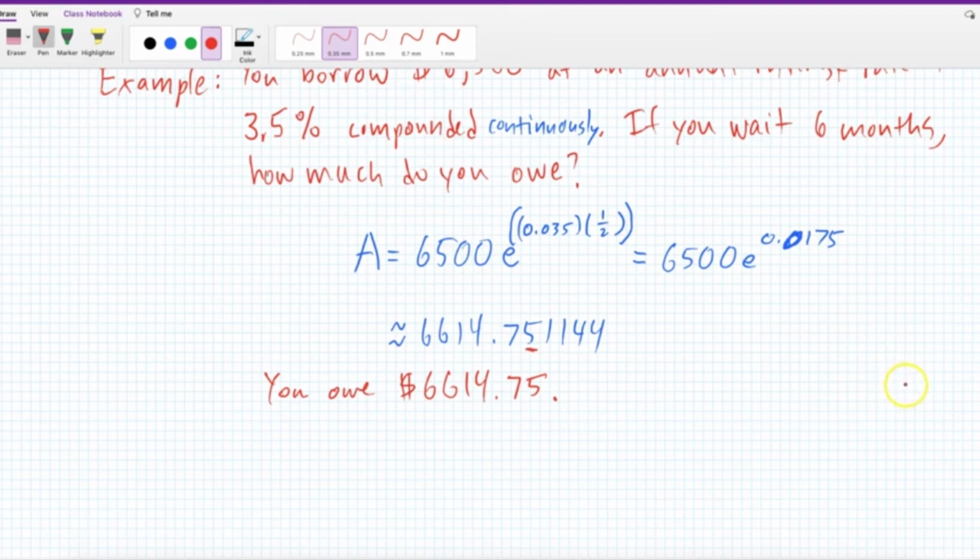But the fact is, it's not that much more, because we're not talking about a very long period of time. We're not talking about a whole lot of money. But if this was a lot more money and a lot longer period of time, then you're going to see a bigger difference between the two.